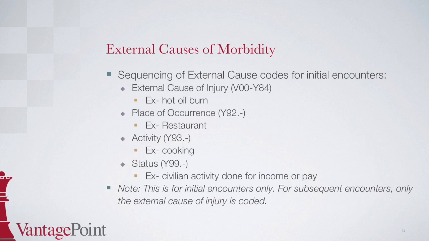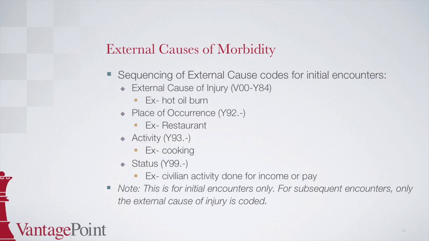Think of a cook who was working at his restaurant and got a 3rd-degree burn on his hand from hot oil. After reporting the burn code from the injury chapter, your first external cause code is for the external cause of injury, which would be the hot oil burn. Remember that the external cause of injury codes require a seventh character that should match the injury seventh character for the current episode of care.